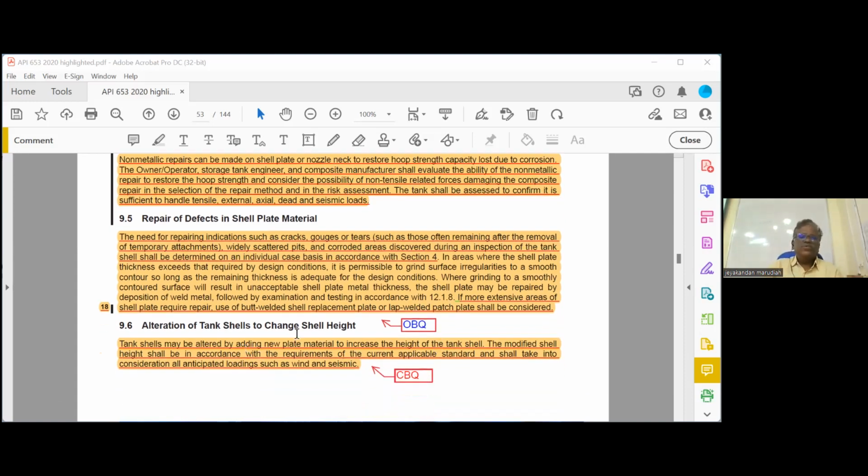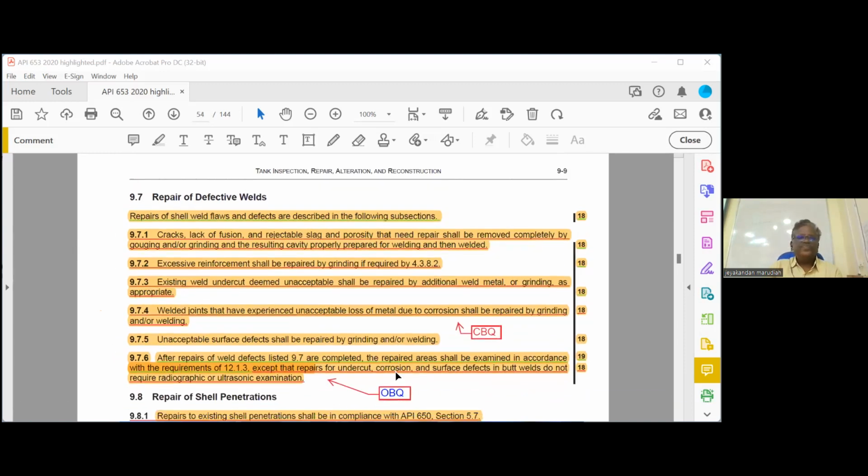Then alteration to tank shells or changes to shell height. See, I told you, any tank shell alteration is considered an alteration. If you increase the height of the tank, the modified shell height shall meet the requirements of the current applicable standard, taking into consideration wind and seismic load. That closes the question. That's all, we have completed the shell repair.